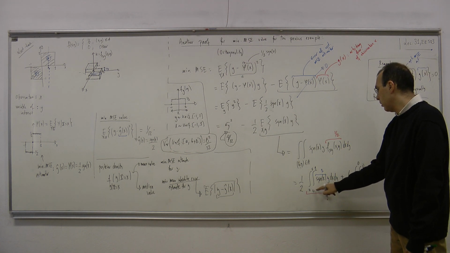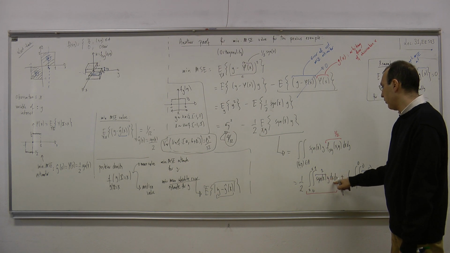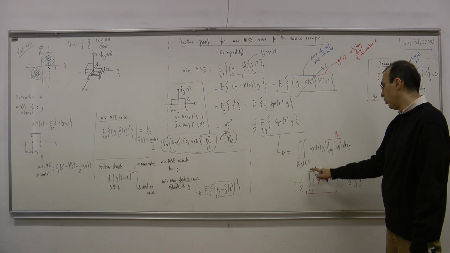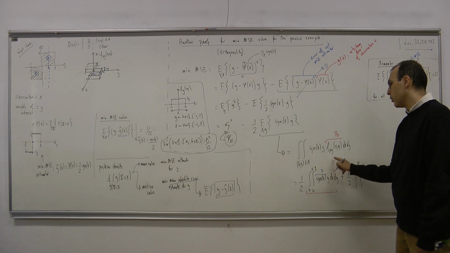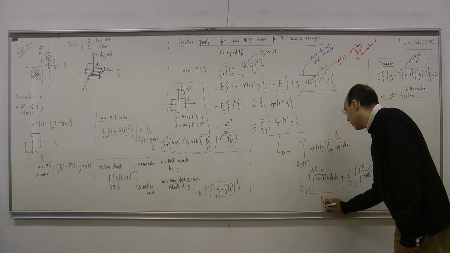So this is 0 to 1, integral of x is just 1. 0 to 1, integral of y is y square over 2, so this is 1/2. Okay?